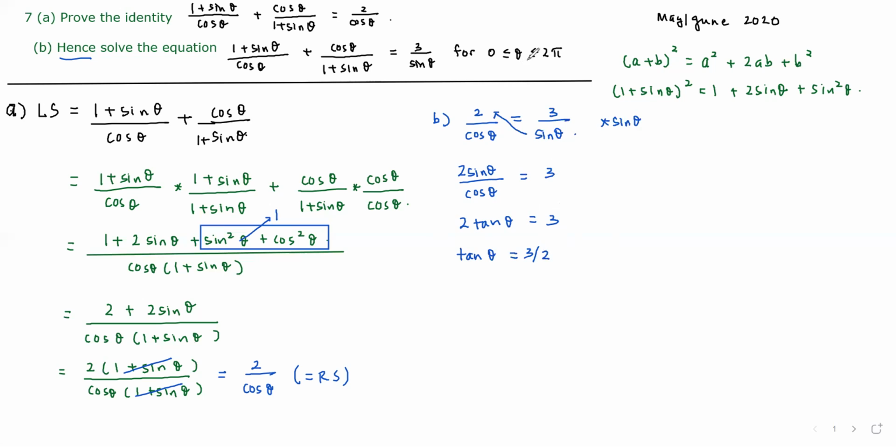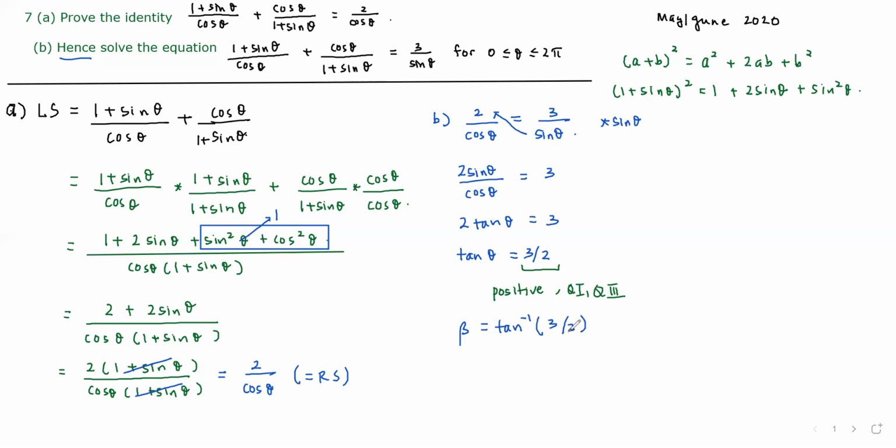Now to solve for theta from 0 to 2 pi, let's look at the ratio here. This is a positive ratio. Tangent is only positive in quadrant 1 and quadrant 3. So your answer theta must be an angle in quadrant 1 or quadrant 3. Find the related acute angle first, which is beta. Beta is given by inverse tangent of 3/2.